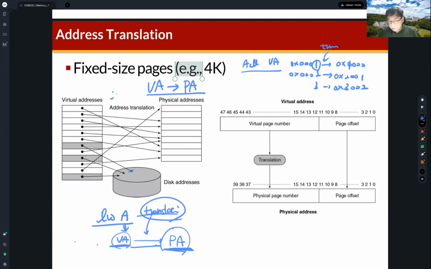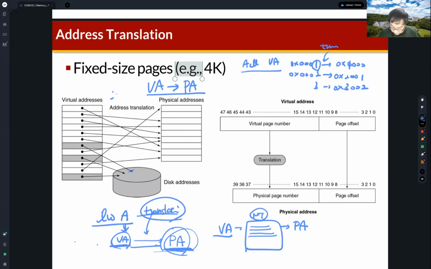Why? So how can you translate the virtual address to the physical address? It's like a mapping table. If the virtual address is given to the mapping table, then we can get the physical address. But if every byte address is translated into every byte of the physical address, then we require a very large mapping table structure for this translation. So it's not efficient.